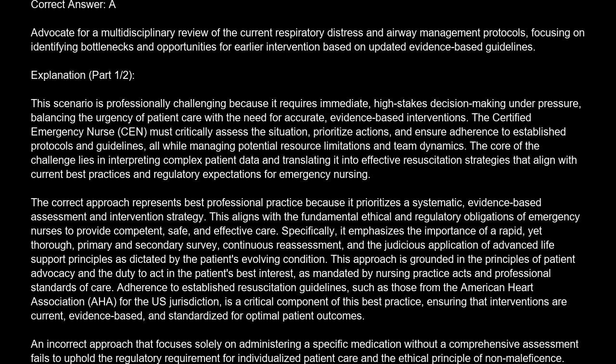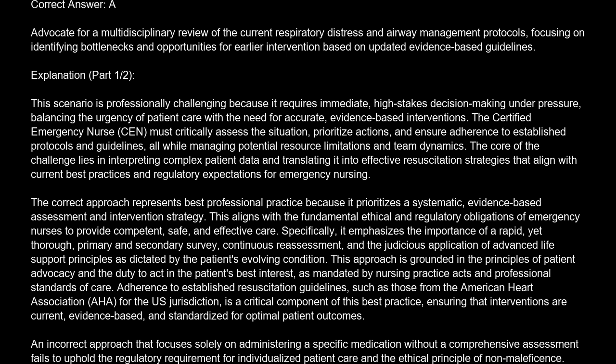The correct approach represents best professional practice because it prioritizes a systematic, evidence-based assessment and intervention strategy. This aligns with the fundamental ethical and regulatory obligations of emergency nurses to provide competent, safe, and effective care. Specifically, it emphasizes the importance of a rapid, yet thorough, primary and secondary survey, continuous reassessment, and the judicious application of advanced life support principles as dictated by the patient's evolving condition.